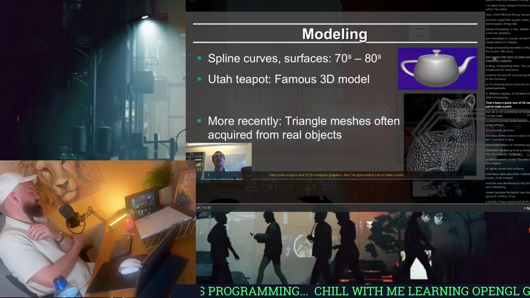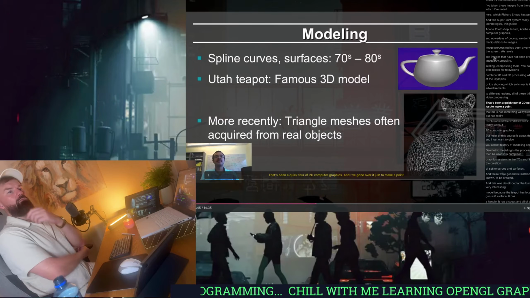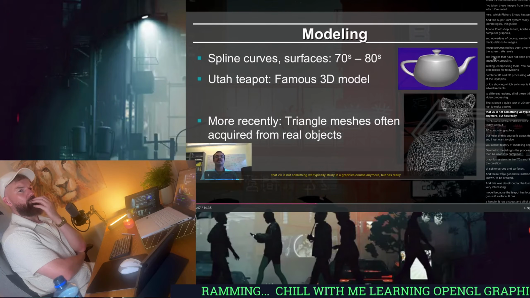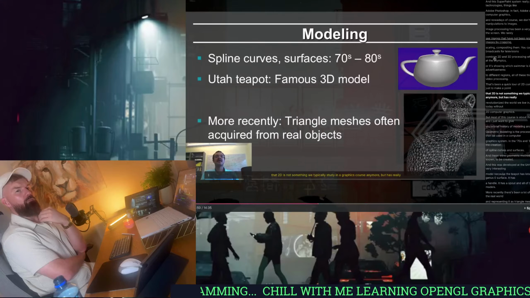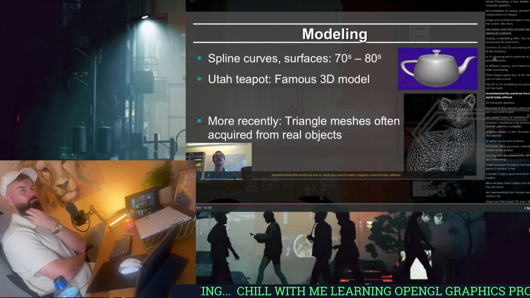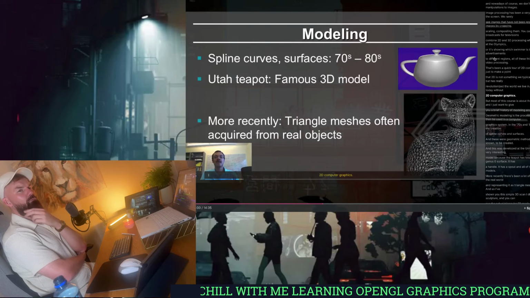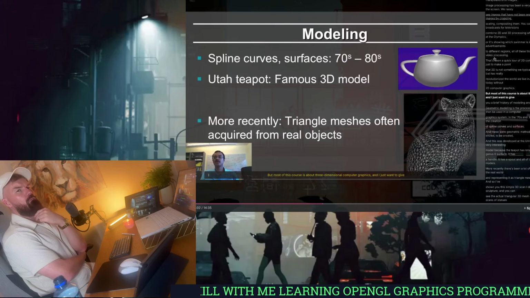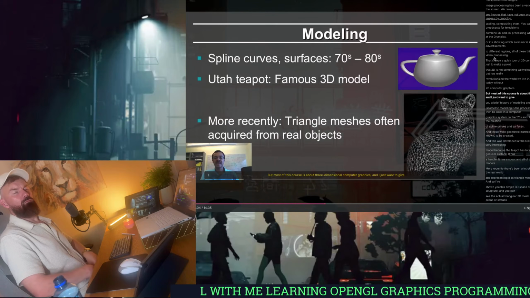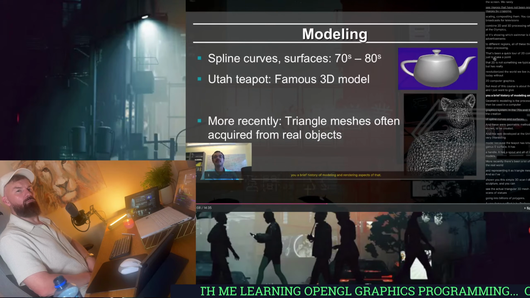That's been a quick tour of 2D computer graphics, and I've gone over it just to make a point that 2D is not something we typically study in a graphics course anymore, but has really revolutionized the world we live in, and you cannot really imagine a world today without 2D computer graphics. But most of this course is about three-dimensional computer graphics, and I just want to give you a brief history of modeling and rendering aspects in that.